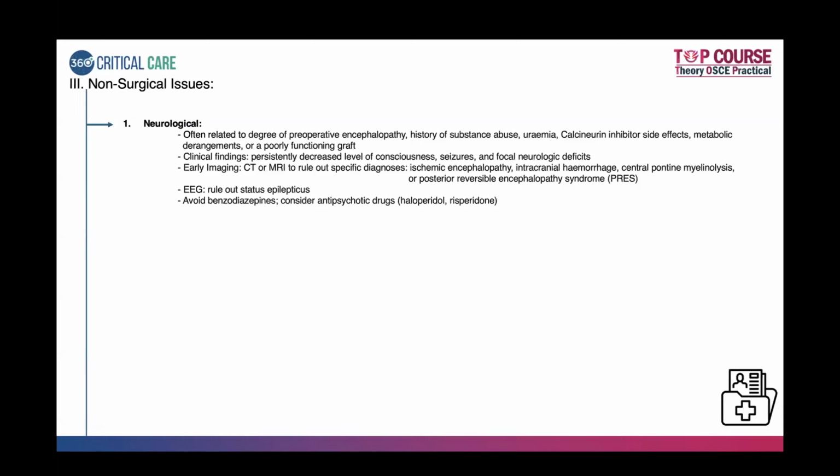And along with that, you need to do an EEG. So blood, neuroimaging, and EEG. So these three things need to be done, and EEG to rule out a status, that is NCSE, if at all there is any evidence of status.